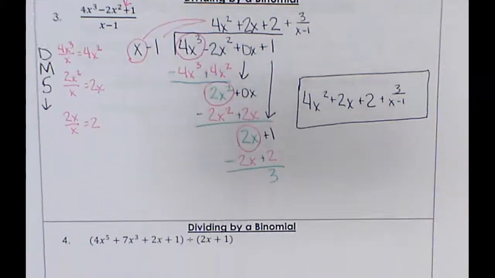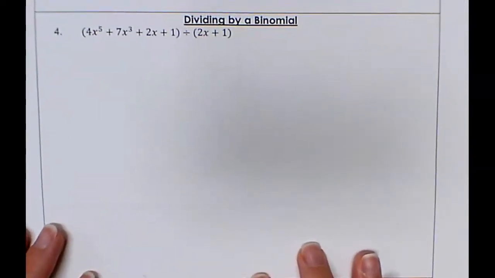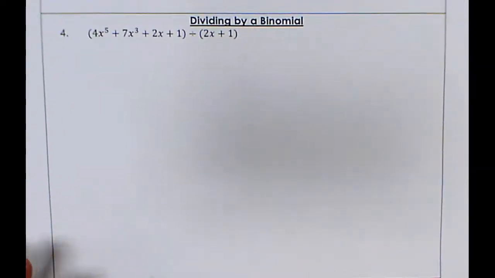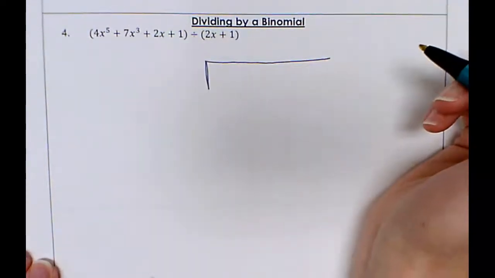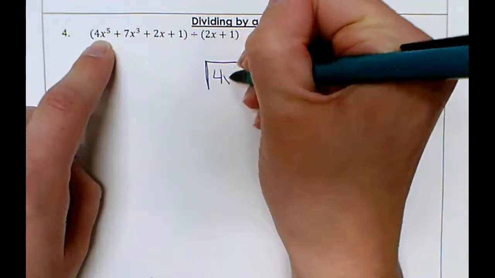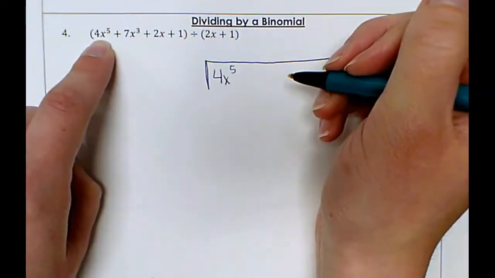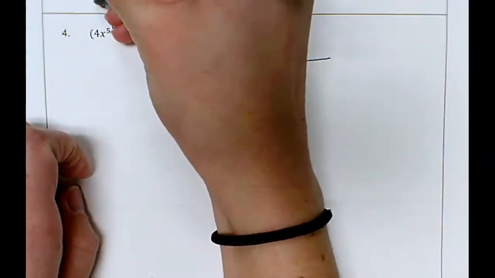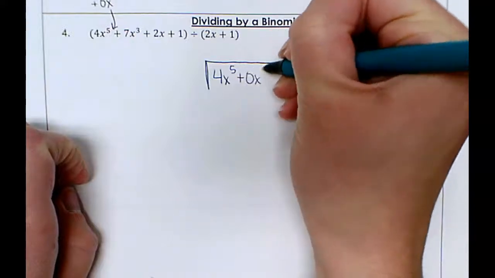Okay, last question. We're going to do this one together. So top in, bottom out. Make sure we're looking for missing exponents. So we start out with 4x to the power of 5. That means our next one needs to be an x to the power of 4 term. But it's not, so we're missing one. Plus 0x to the power of 4. We need to put that in there.